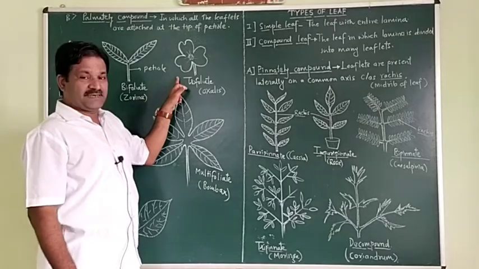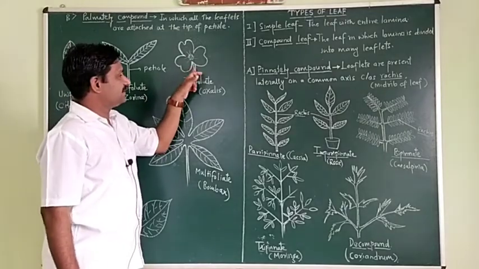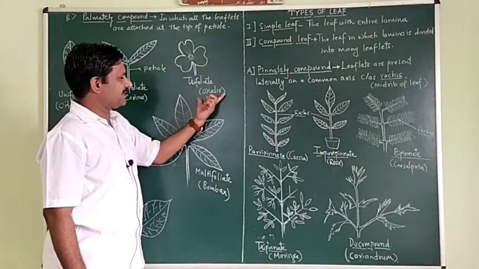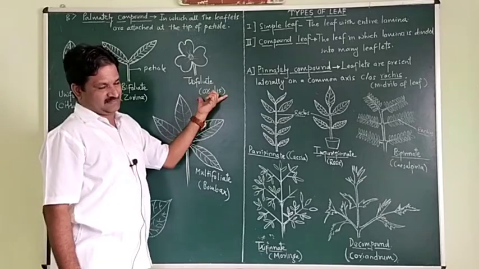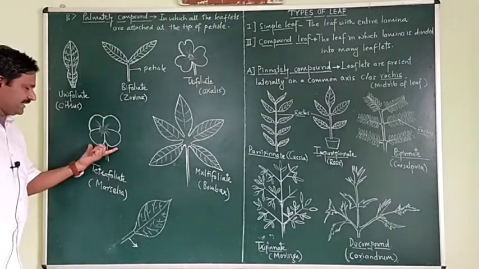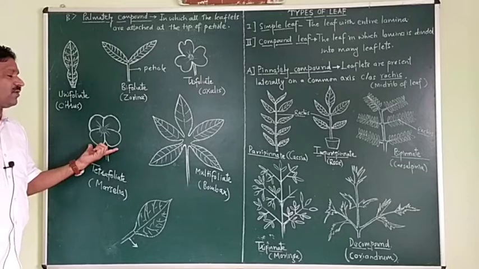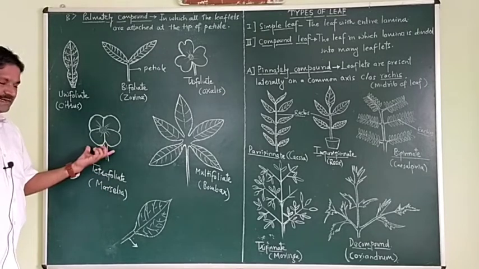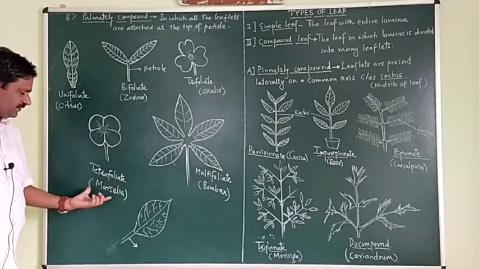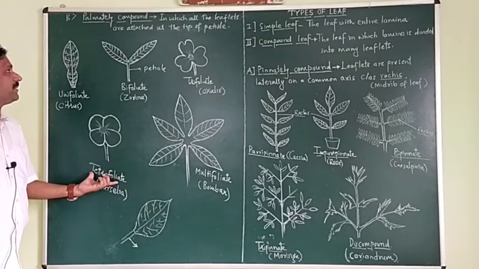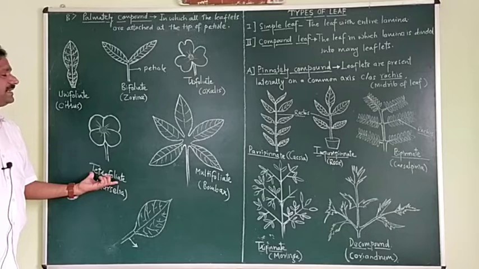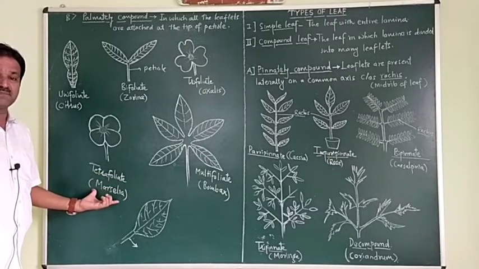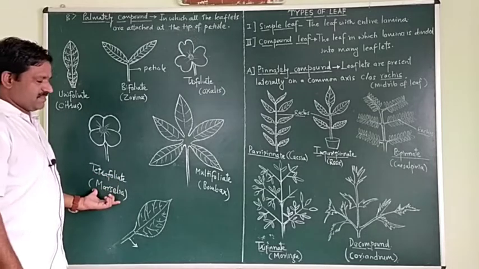Next one is trifoliate, where three pinnae are fused at the tip of the petiole. Example is Oxalis. Then tetrafoliate means four pinnae or four leaflets fused at the tip of the petiole to form a tetrafoliate palmately compound leaf. Example is Marsilea.